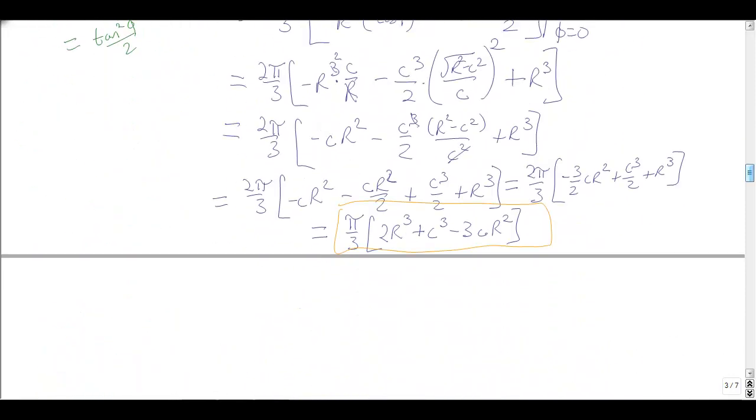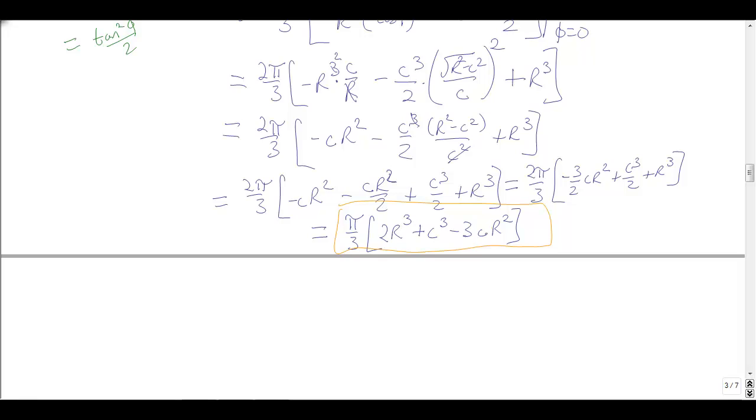So if you plugged in a 0 for c, you'd get 2r cubed times pi over 3. That's really the formula we want. This term will be 0. That term will be 0. That works out. If you plug in a capital R for c, you'll get 2r cubed plus another r cubed is 3r cubed minus 3r cubed. You will get the 0. So at least the endpoints work out. Gives us some sense that maybe this is right.